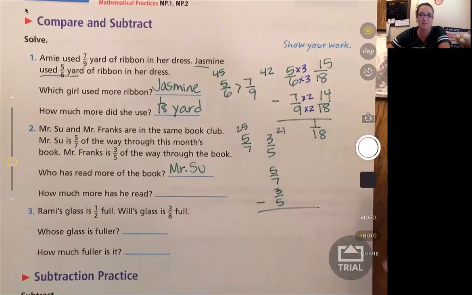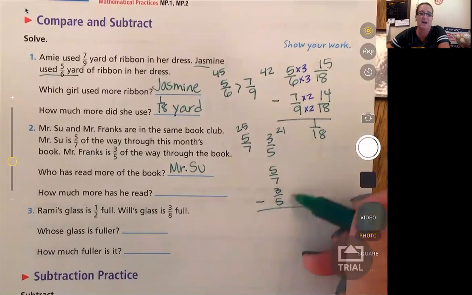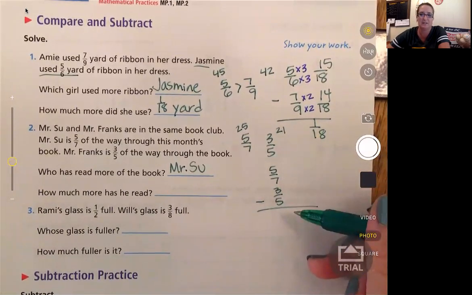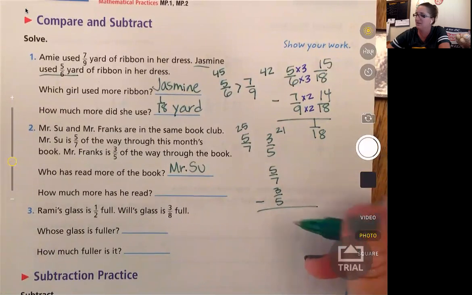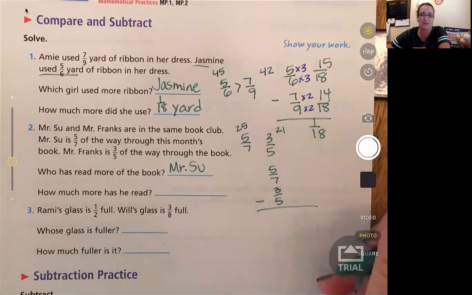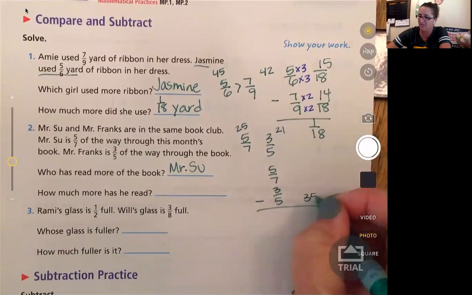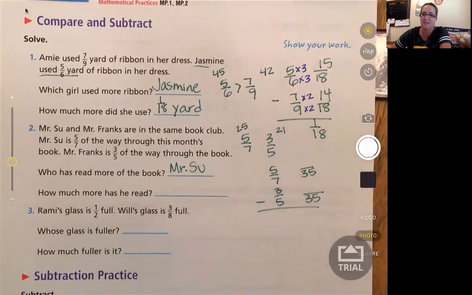Can 5 go into 7? No. Let's count by 7s. Can 5 go into 14? No. Can 5 go into 21? No. Can 5 go into 28? No. Can 5 go into 35? Yes. 35 is our denominator.